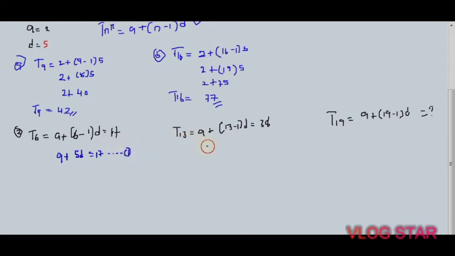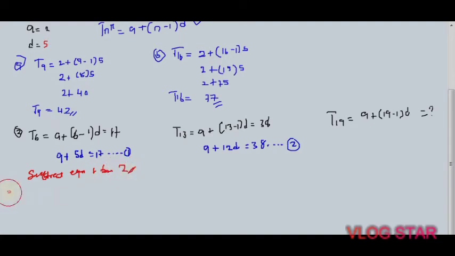Next is T of 13. This is a plus, 13 minus 1 is 12, 12 times d is equal to 38. And this becomes our equation 2. Now what we do from here is we subtract equation 1 from equation 2, right?